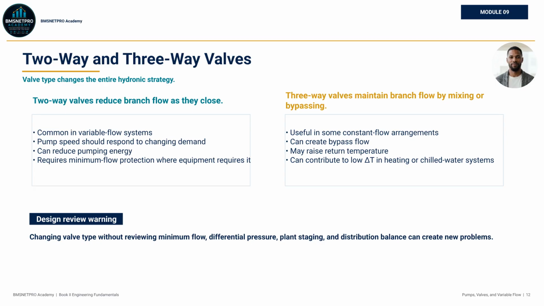Three-way valves maintain flow by mixing or bypassing. That may be appropriate in some constant flow systems, but it can also create bypass flow and raise return temperature. In low delta T problems, three-way bypasses are often part of the story. Never change a valve type without reviewing the plant, the pump strategy, the minimum flow path, and the effect on return temperature.